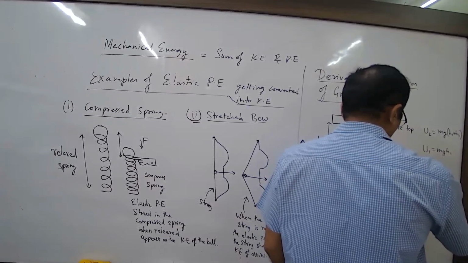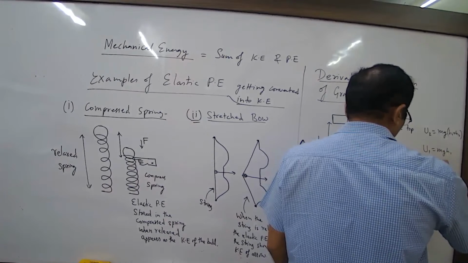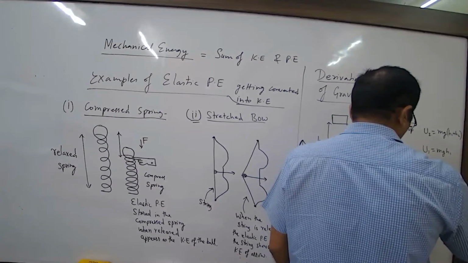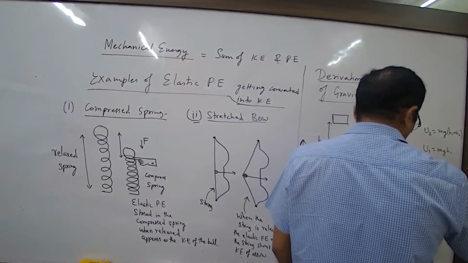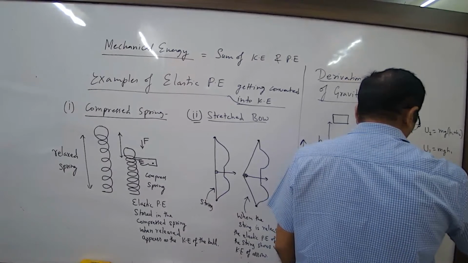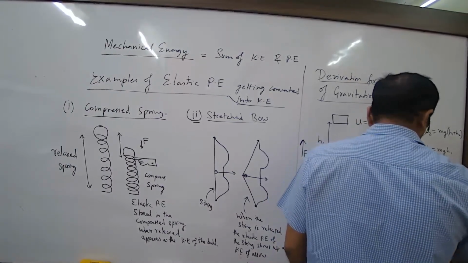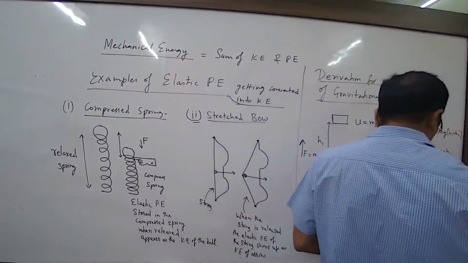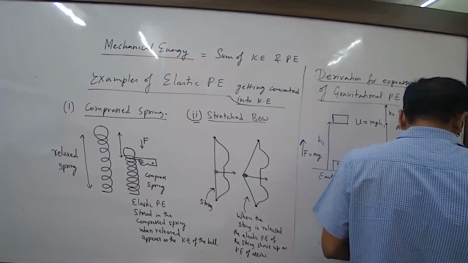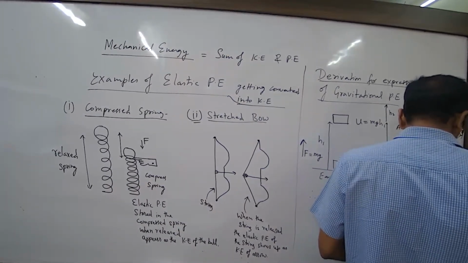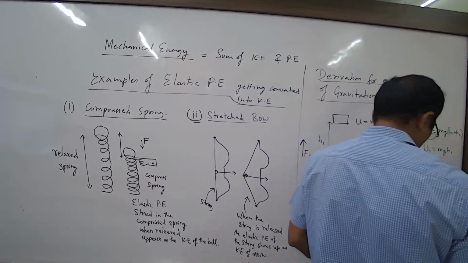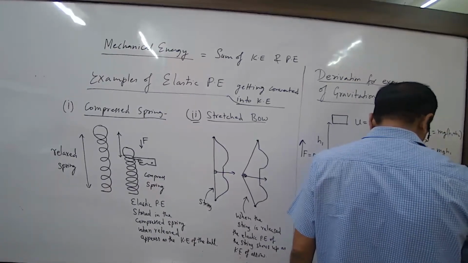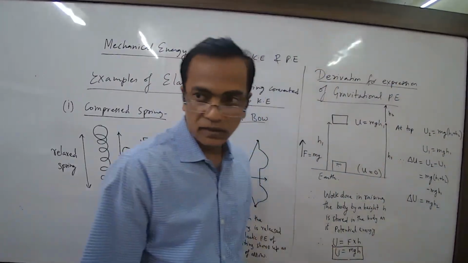Right, so what is the gain? Therefore, delta U, which is U2 minus U1, how much is it? mg(h1 plus h2) minus mg h1. What will it be? It will be only mg h2. This is the gain in this case.